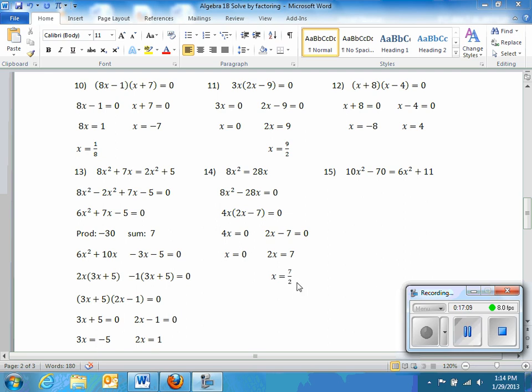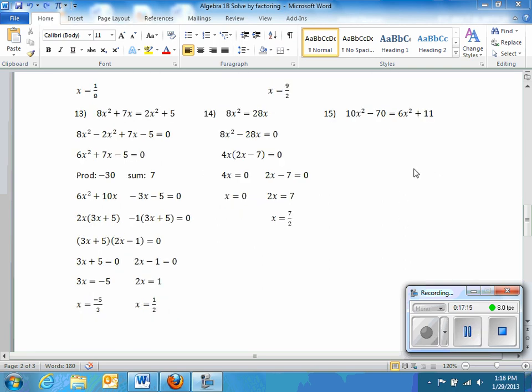Let's move on to problem 15. We'll start by setting the equation equal to 0. Notice this is now negative, and that is now negative also because it crossed the equal sign. Combine like terms. 10x squared minus 6x squared is 4x squared. Negative 70 minus 11 is negative 81.